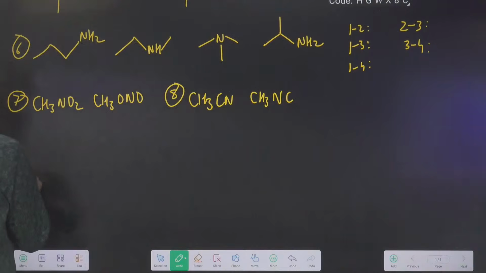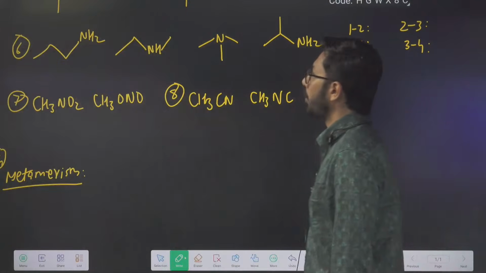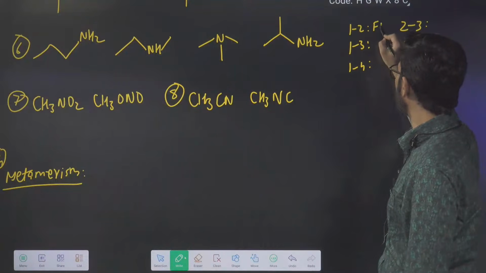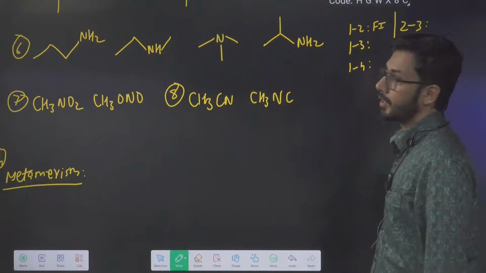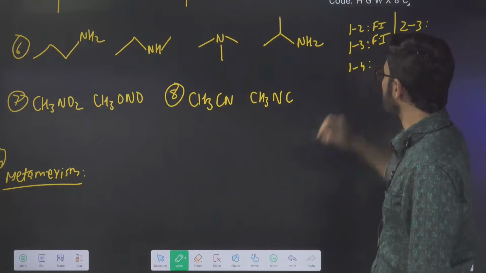Next one. First is primary, second one is secondary. They have the same formula, but one is primary, the other secondary. We treat them like functional isomers. 1 and 3, primary and tertiary, functional isomers. 1 and 4.